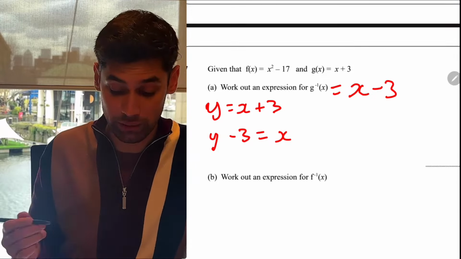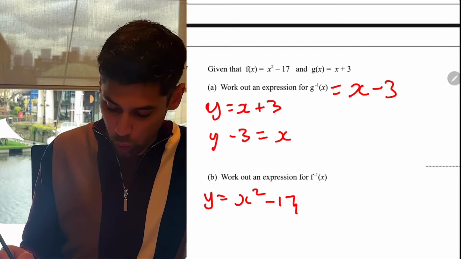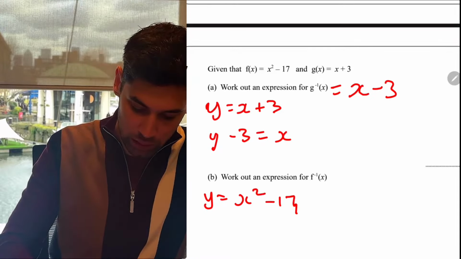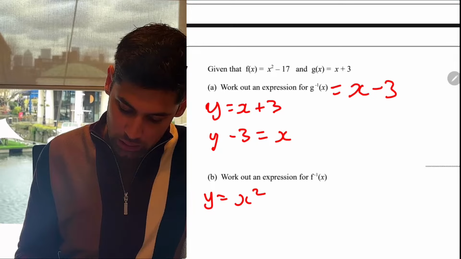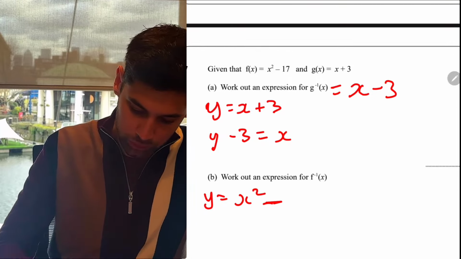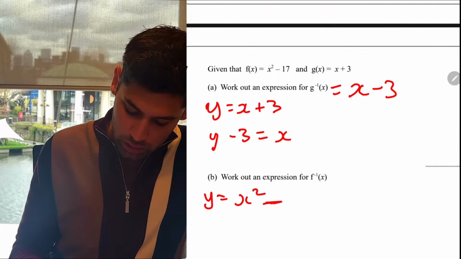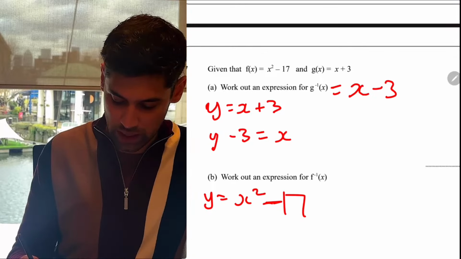Work out an expression for inverse f, y equals x squared minus 17. Whoa, that is the worst 17 I've possibly ever done. So we're going to definitely delete that. Minus, I'm going to get a pen back. There we go, minus, come on, pen. There we go. That's a decent 7, but there's a 17.